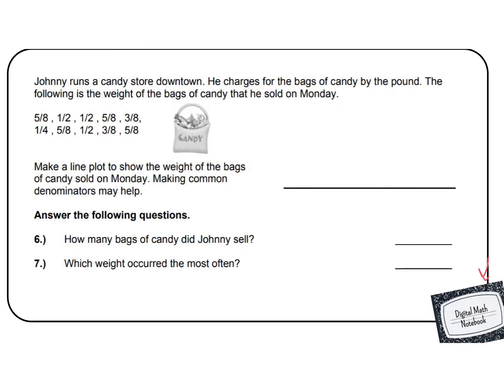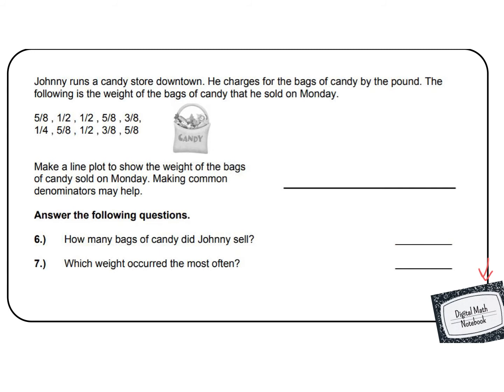Let's try a problem together. This problem is in your digital math notebook, so make sure that you're typing and showing your work as we go through the problem together. The problem says, Johnny runs a candy store downtown. He charges for bags of candy by the pound. The following is the weight of the bags of candy he sold on Monday. Make a line plot to show the weight of the bags sold on Monday. Making common denominators may help.